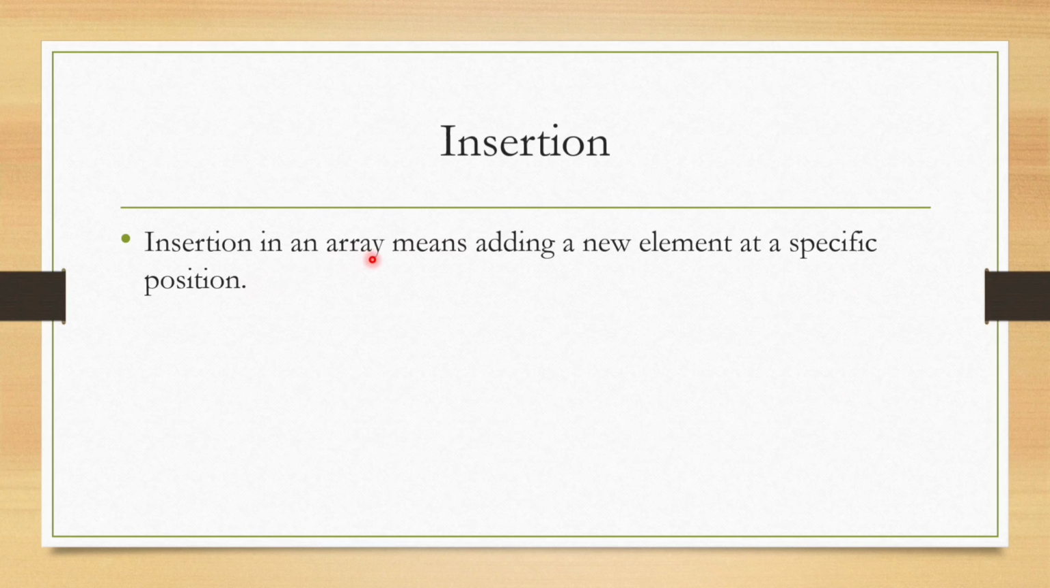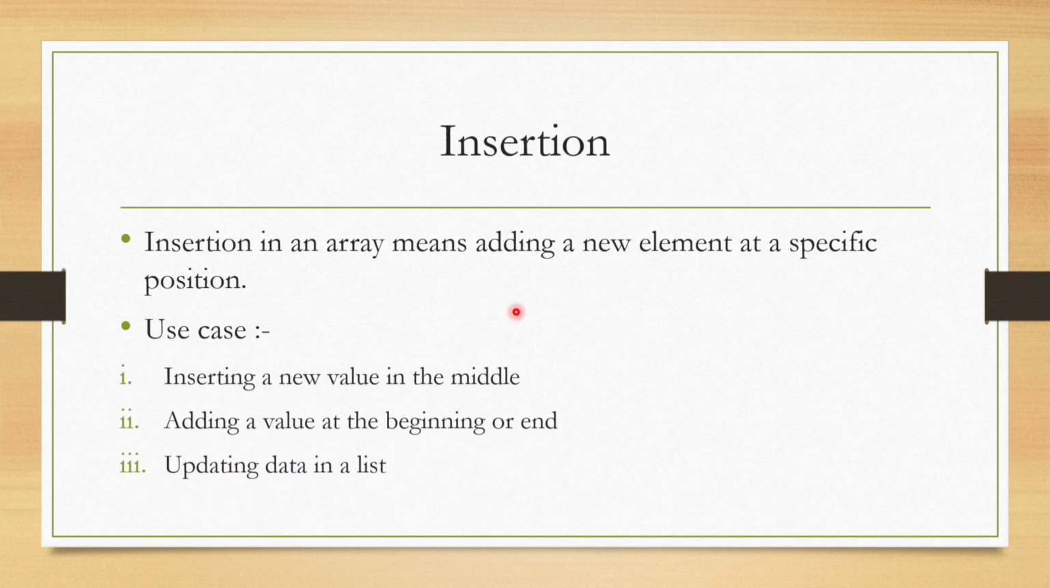Next, we have insertion. Insertion in an array means adding a new element at a specific position. Since arrays have fixed size and continuous memory allocation, to add a new element at a specific position, we need to shift the remaining elements to make space for the new element. Insertion is often used in the following cases: inserting a new value in the middle, adding a value at the beginning or end, updating data in a list.